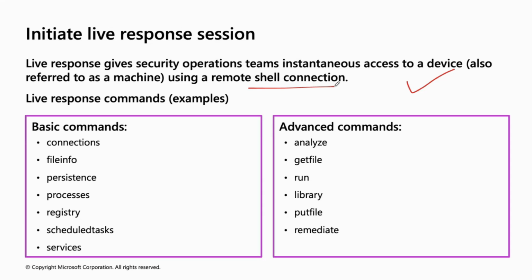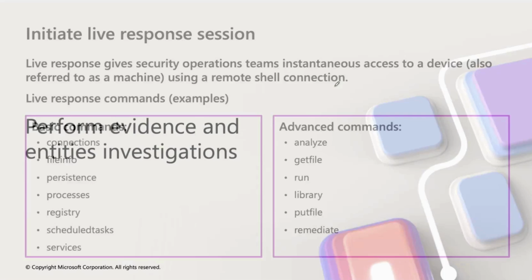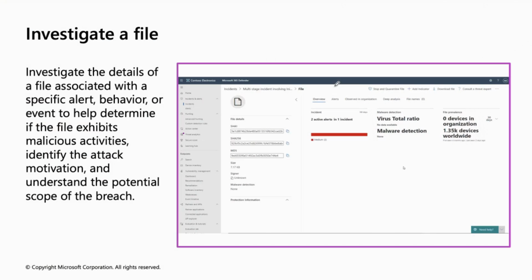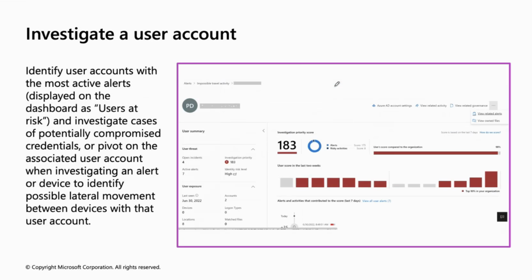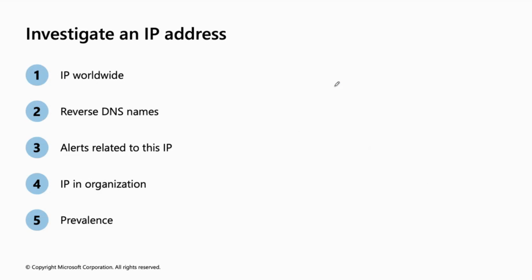When you are performing an investigation, you need to collect some evidence. For example, any file that was involved, you can investigate the file and keep it as evidence. Then you can investigate the user account involved in that activity. Investigate the IP address: what is the IP, and what alerts relate to this IP in the organization. All can be managed here.